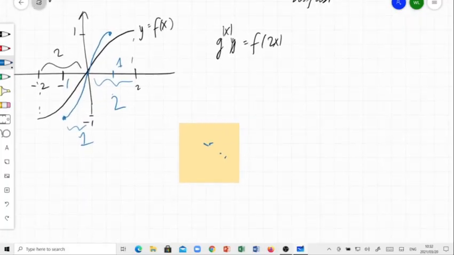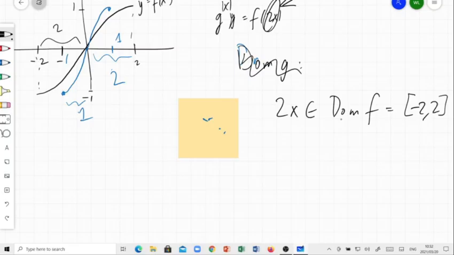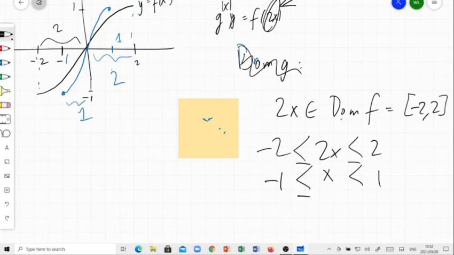Now, how do we actually calculate the domain of g? We calculate the domain of g as follows. Look at this. This is being fed into f of x. Therefore my 2x has to belong to the domain of f. But my domain of f in this case is minus 2 to 2. So 2x must lie between minus 2 and 2. This will then force x to lie between minus 1 and 1. So that's how you calculate the domain of g.